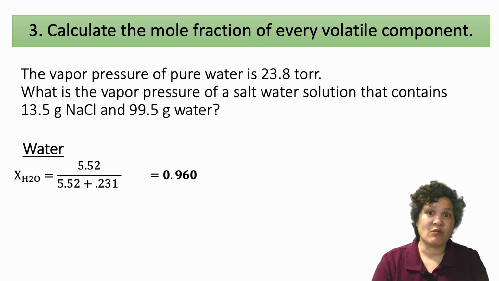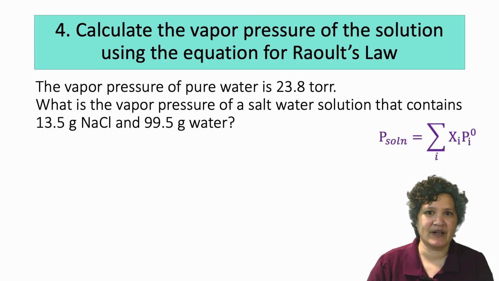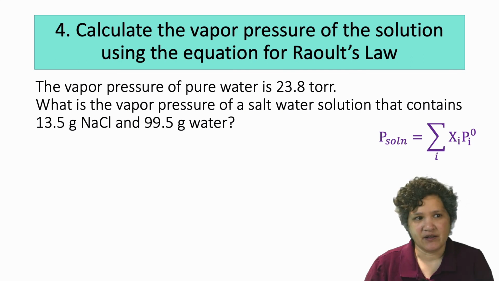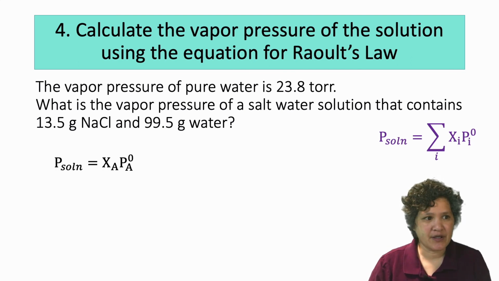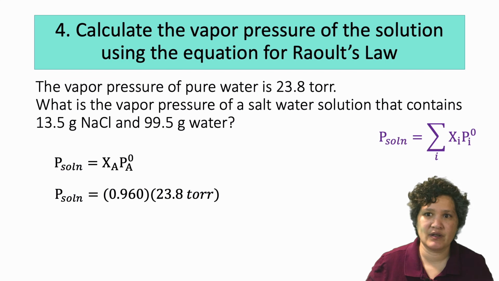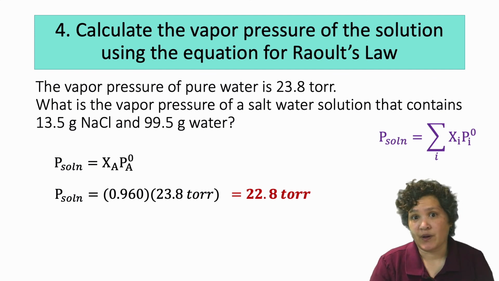Now you can see that water is, in fact, the major component of the solution. Now, how about the mole fraction for sodium chloride? Well, we don't have to do that because it's not a volatile component, right? So let's go ahead and plug this into Raoult's law. We have a one-term form of Raoult's law. Here we go. And so the vapor pressure of this solution is going to be 0.96, which is the mole fraction of water, times the partial pressure of water, 23.8 torr. And that gives us 22.8 torr, right?